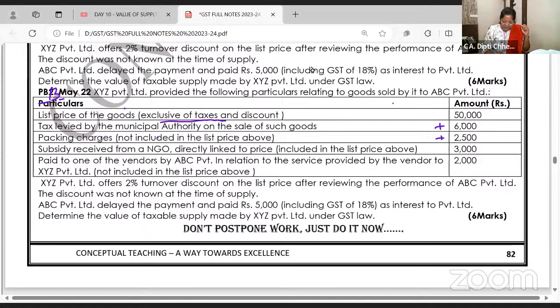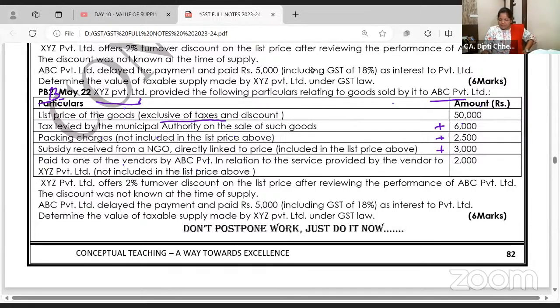Subsidy received from NGO. A private NGO giving the subsidy, that has no importance. What is an NGO? Non-government organization, like old age homes, orphanages. If they give us any subsidy, it's a part of transaction value. Only subsidies received from the central government we will recognize. Okay? Now, paid to one of the vendors by who is the seller or supplier?